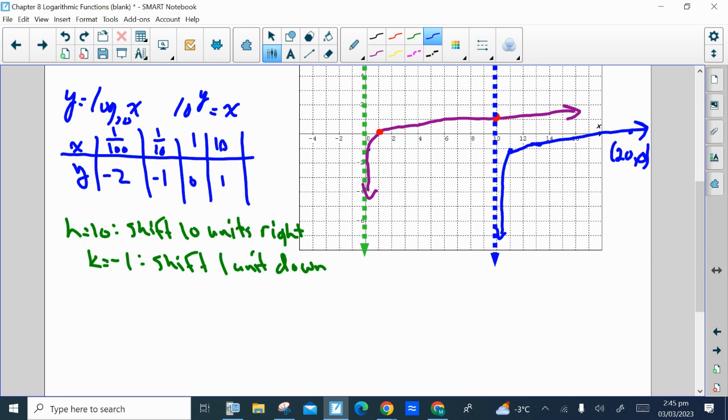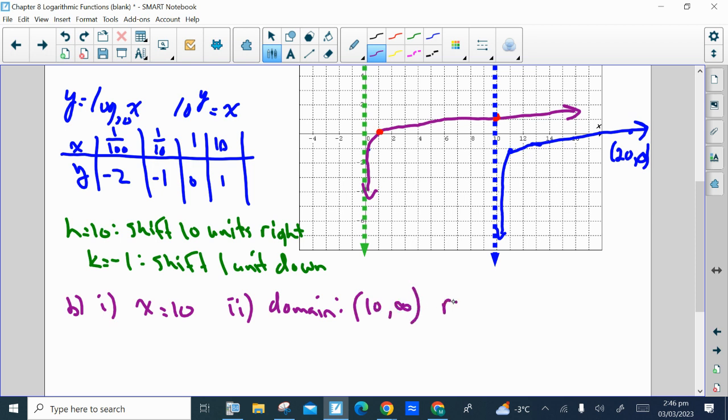So now if we answer all these questions in part B, we first want to state the equation of the asymptote, which will be the line x equals 10. Part 2 is the domain and range. The domain will go from 10 up to positive infinity. Neither are included. The range will go from negative infinity to positive infinity.